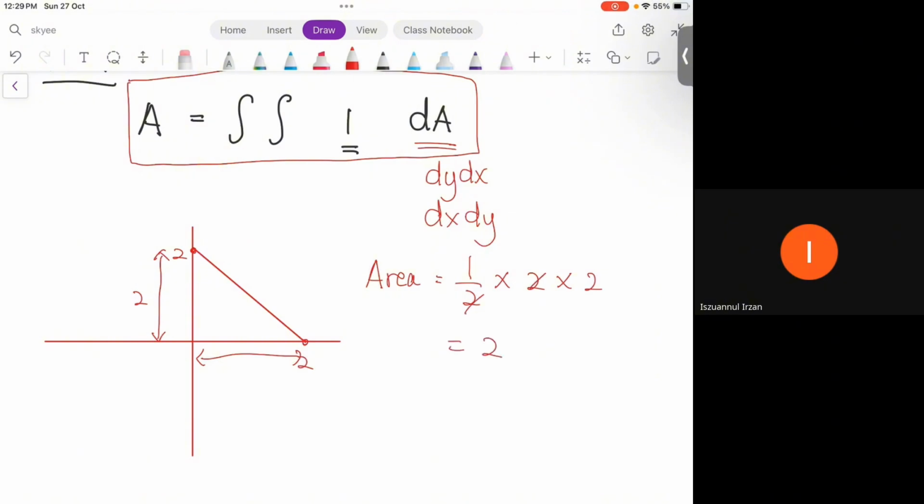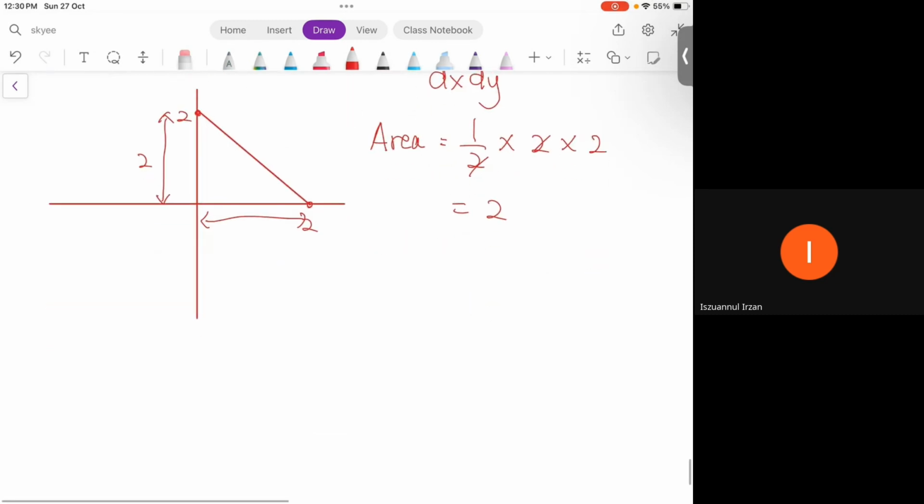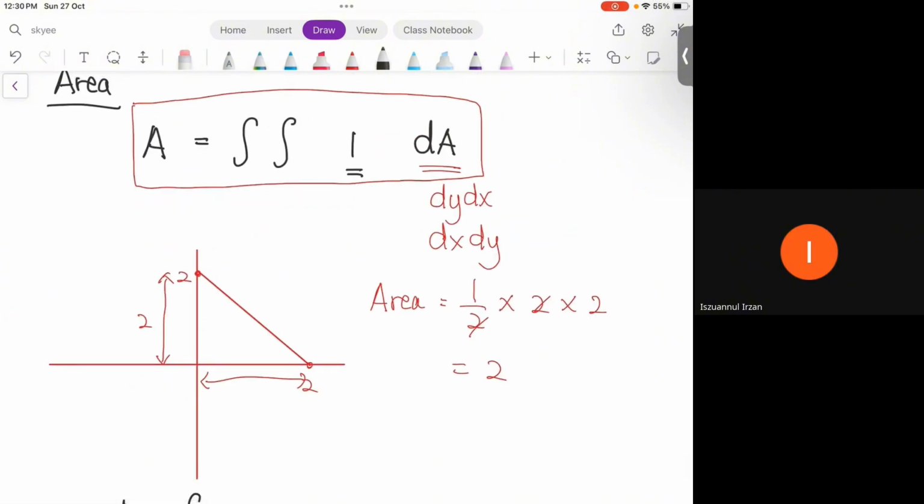Here I'm going to show you that using this double integral, you are going to get the same answer. So how to do it? Use the formula. If we are using the vertical strip, remember what is our limit?